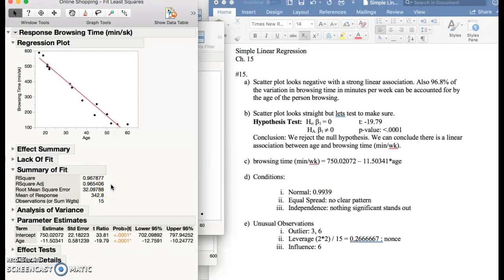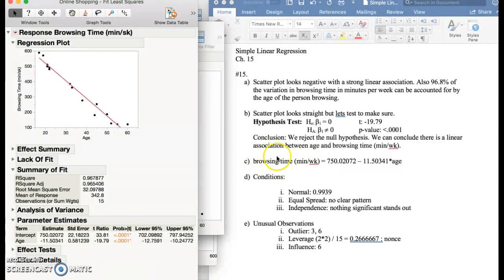Next, they ask if we think the linear model is appropriate. Again, it looks straight, so I would say it is, but we can do a hypothesis test to make sure. Our null is that there is no linear association, and our alternative is that there is. So our t is negative 19.79, which is a really high value, so naturally our p-value is very low, less than 0.001, which means we reject the null and we can conclude that there is linear association between the two.